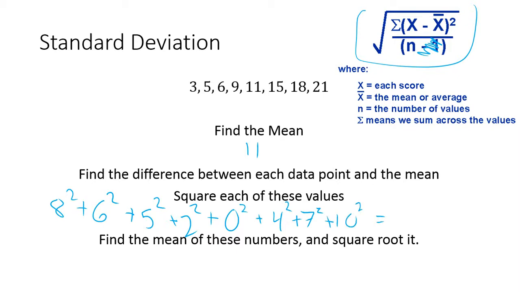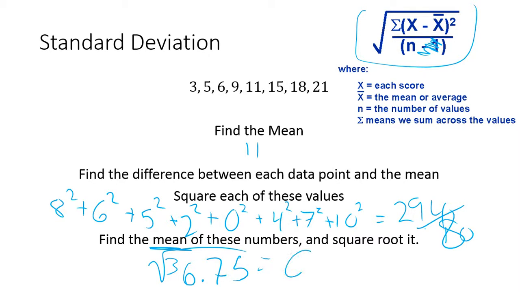You add all those up, and you get approximately 294. And now what we're going to do is divide that by 10, or find the mean of this number. Oh no, not 10, 8. My mistake. There are 8 numbers. So you divide it by 8 and we get about 36.75. And then we take the square root of it. And that gives us our standard deviation of about 6.06.